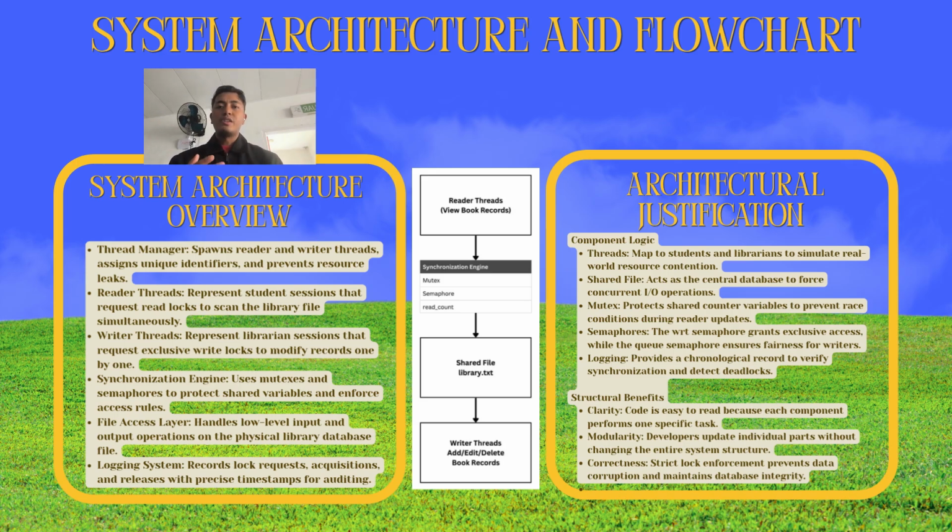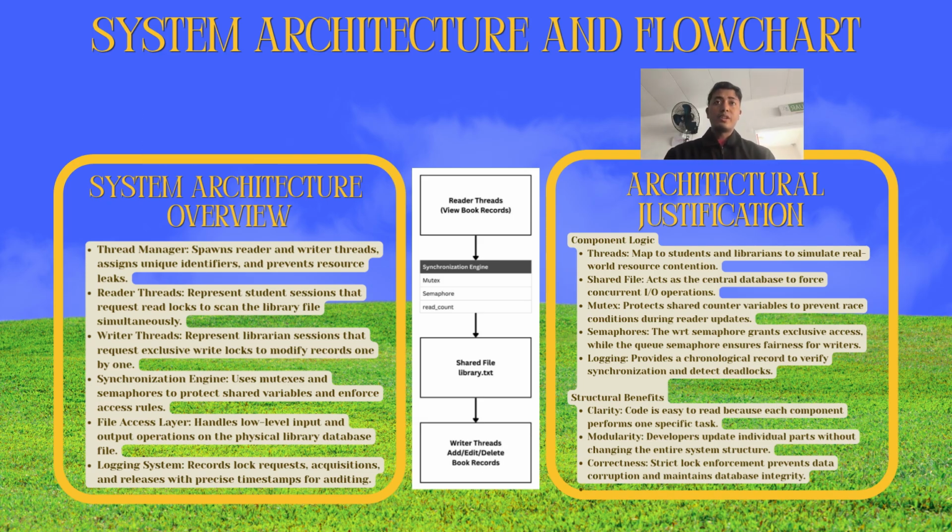So for the overview of the system architecture, first we have the thread manager, which spawns reader and writer threads. We assign the unique identifier and prevent resource leak. And then the reader threads represent the student session. And then the writer threads represent the librarian session, which write logs to modify records one by one. And then the synchronization engine that uses the mutexes and semaphores to protect shared variables and enforce access rules. We have also the file access layer, which handles the low-level input and output operations, and then the logging system, which records log request, acquisition and release with precise time.